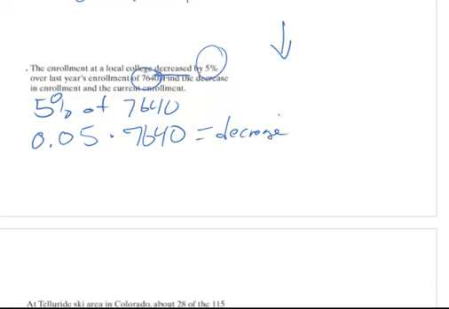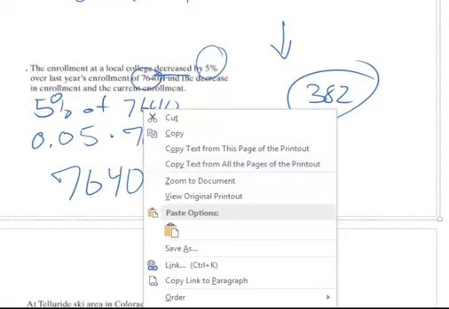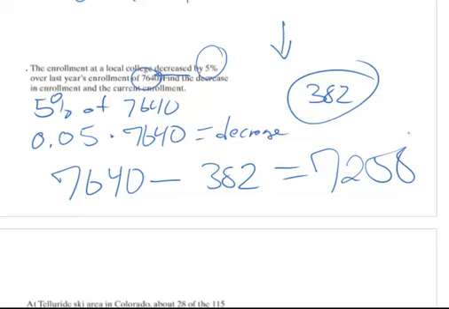So I'm going to take my calculator. I'm going to take 0.05 times 7,640. I'm coming up with 382. That's how many students we lost. Now, the next question is, what's the current enrollment? Well, if we used to have 7,640, and we lost 382, now we have 7,258 students.